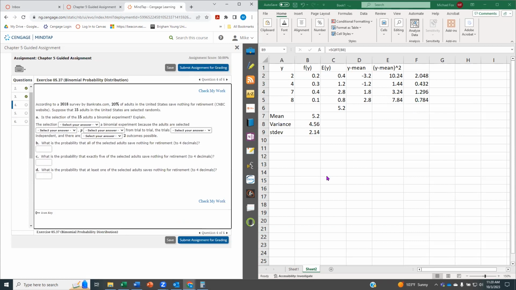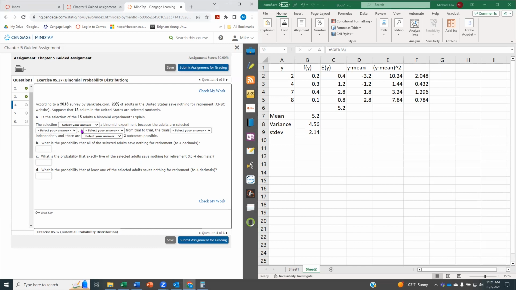All right, so according to a 2018 survey by Bankrate.com, 20% of adults in the United States save nothing for retirement. Man, that's 20%, 1 in 5. Suppose that 15 adults in the United States are selected randomly. Is the selection of 15 adults a binomial experiment?